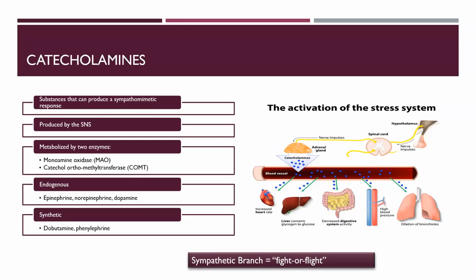So catecholamines are basically neurotransmitters that are produced by the SNS, and they're stored in the vesicles located at the ends of nerves. So they basically are just substances that can produce that sympathomimetic response. They're metabolized by 2 different enzymes. And what they kind of cause is that fight or flight. So I mostly just have this slide here so that you know what they're talking about when they talk about these catecholamines.